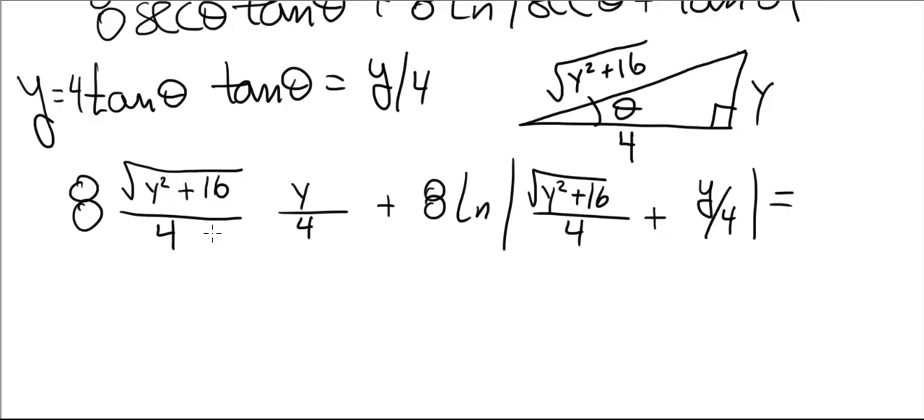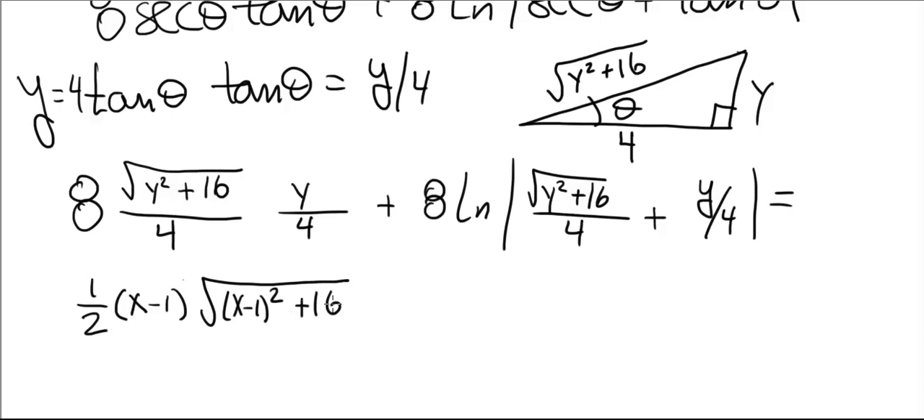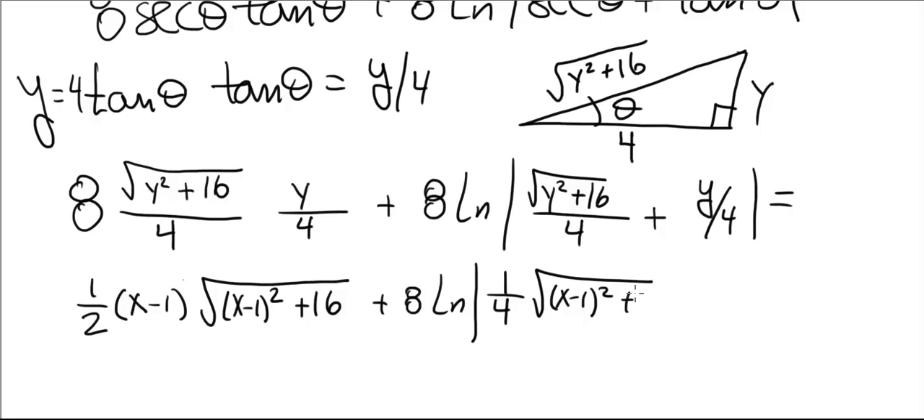So we have 8 and 16 in the denominator. That's 1/2. y is x minus 1, so this is 1/2 times x minus 1 times the square root of x minus 1 squared plus 16, plus 8 times natural log absolute value of 1/4 times the square root of x minus 1 squared plus 16 plus 1/4 times x minus 1. This is sufficient, plus c, or we can further simplify.